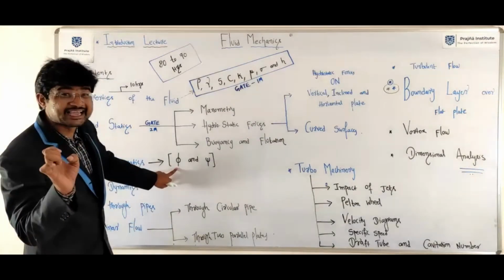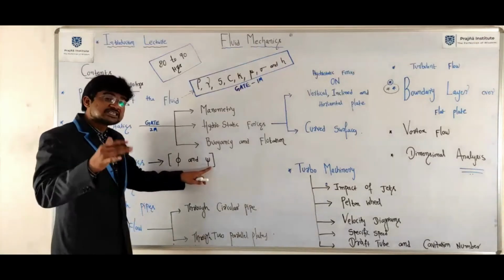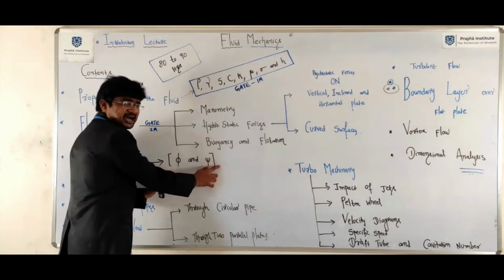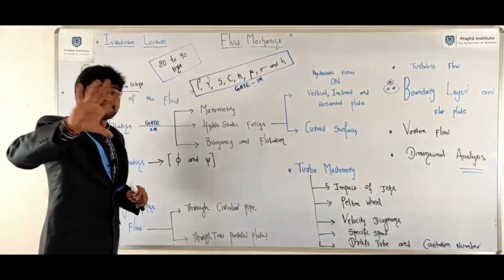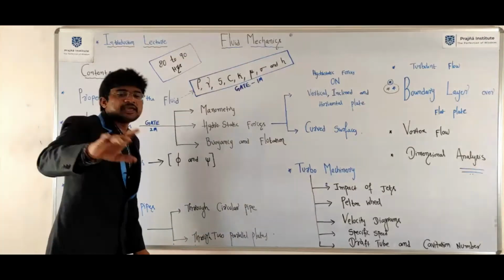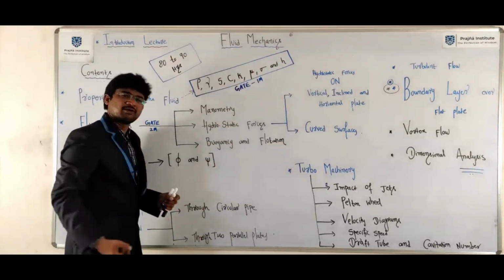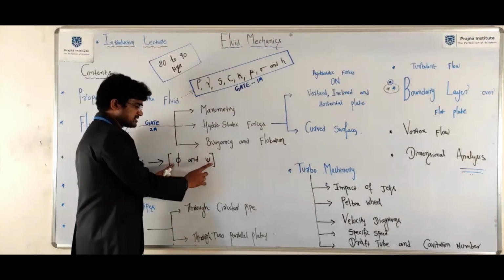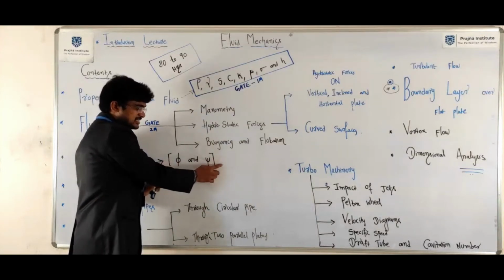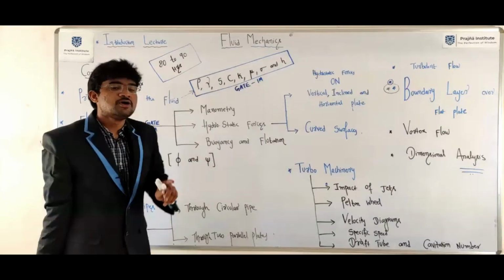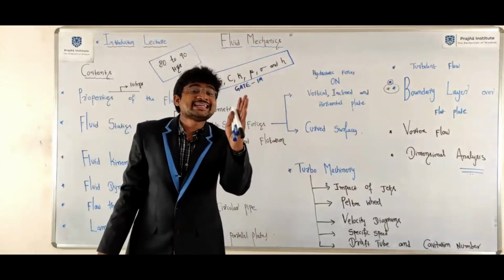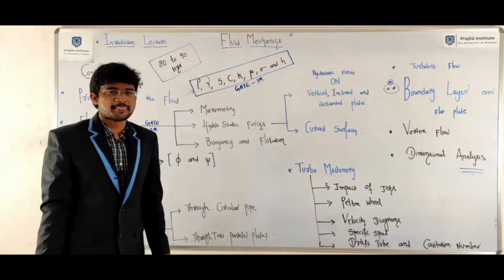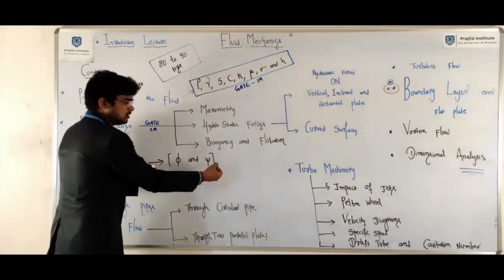How to play the game with potential and stream function. Some mathematics will come. This is mathematics now: complex numbers, complete analytic function. The same mathematics will be useful here. Questions will come from phi and psi. It is exactly equivalent to complex numbers and analytical functions in the GATE engineering mathematics course. Those fundamentals you will use here.